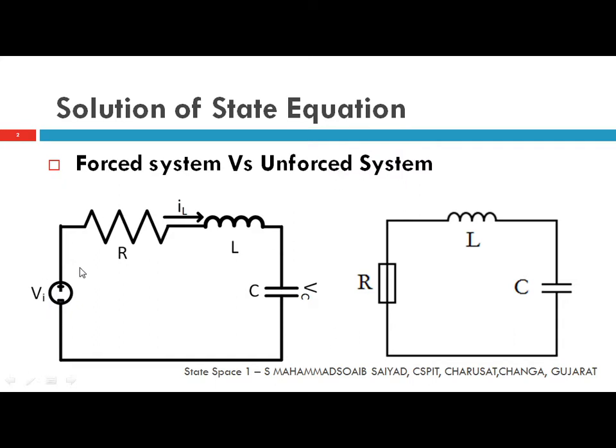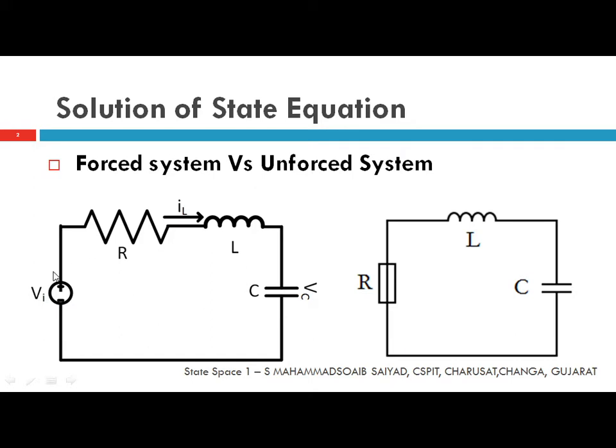Forced systems are the systems driven by some external energy source, and unforced systems are the systems that don't have any kind of energy source within them. I am taking an example of a series RLC circuit which is provided by a voltage source. Let us say this voltage source is Vi, and another system has R, L and C elements with no external energy source connected. So this particular system is known as a forced system, whereas this one will be considered an unforced system.